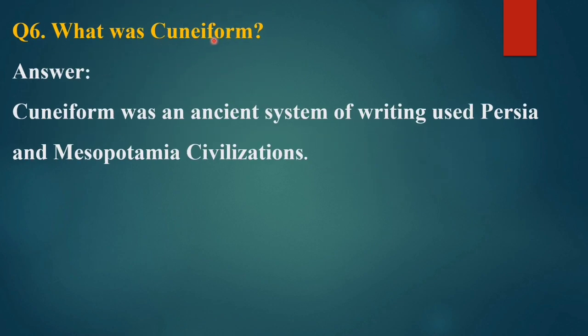What is cuneiform? Cuneiform was an ancient system of writing used in Persia and Mesopotamia. Mesopotamian civilization is actually today's Iraq civilization. The new name of Persia is Iran. So cuneiform was an ancient system of writing used in Iran and Iraq. Right? Okay. Thank you, my boys.